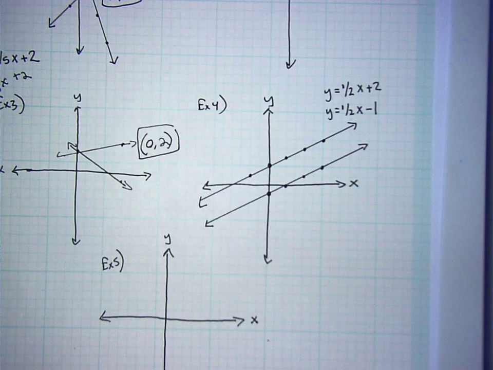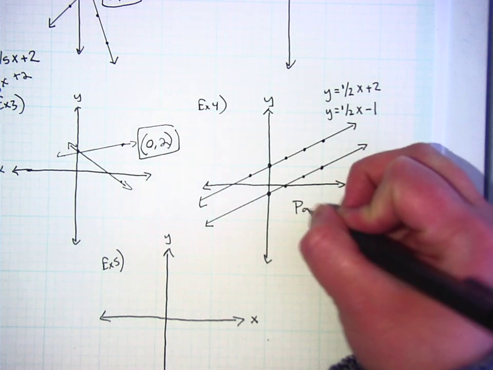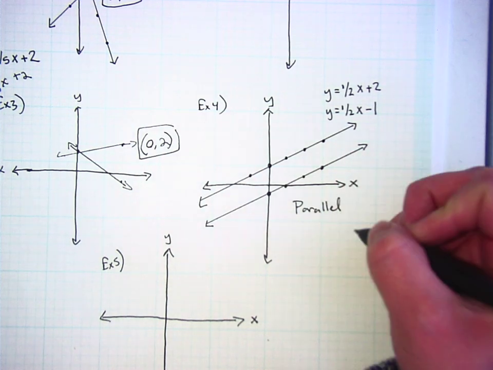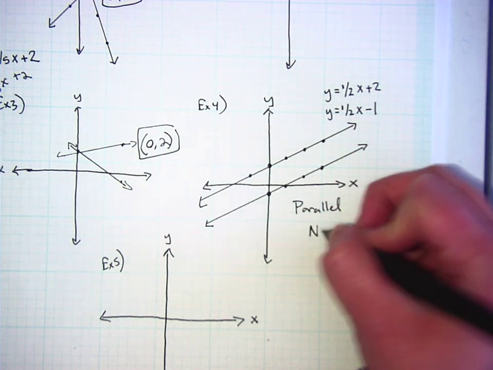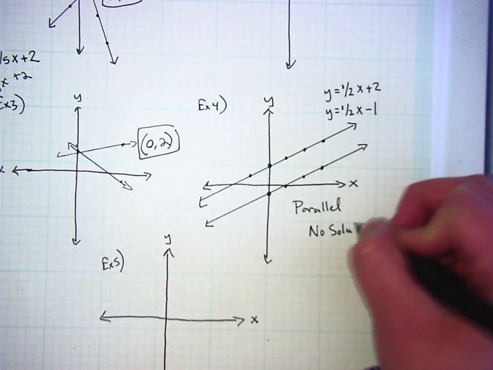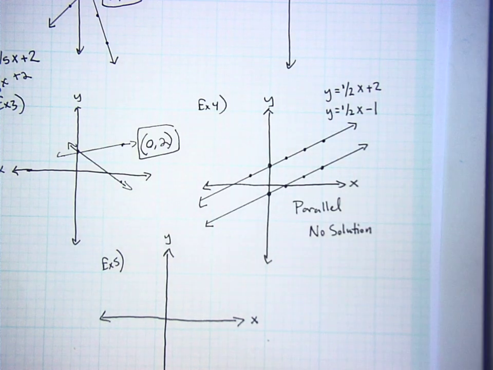Parallel. They're parallel. Which means what? No solution. Can somebody tell me why parallel lines have no solution? Lincoln: Because they will never cross. Right, and the goal of this is to tell ourselves where they cross, right? And if they never cross, then it's no solution.